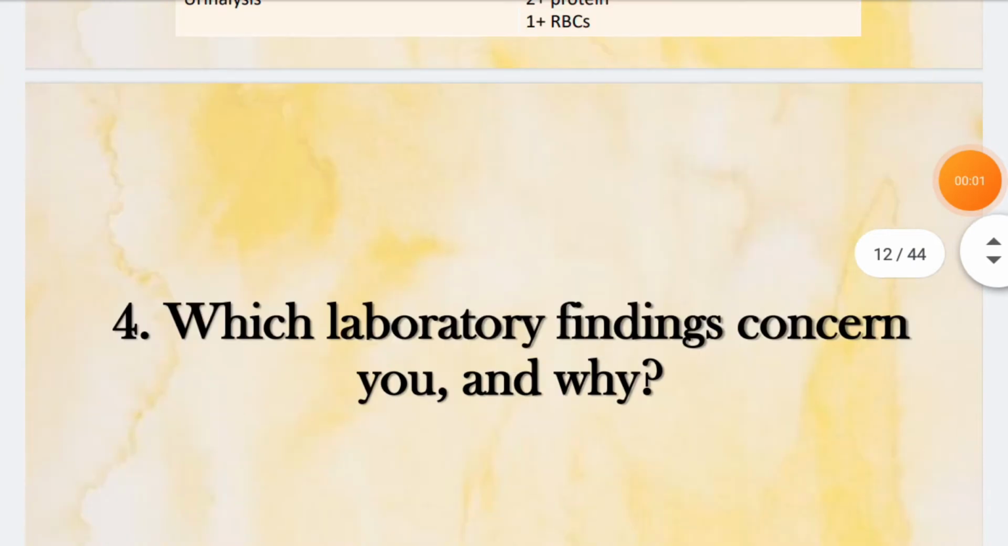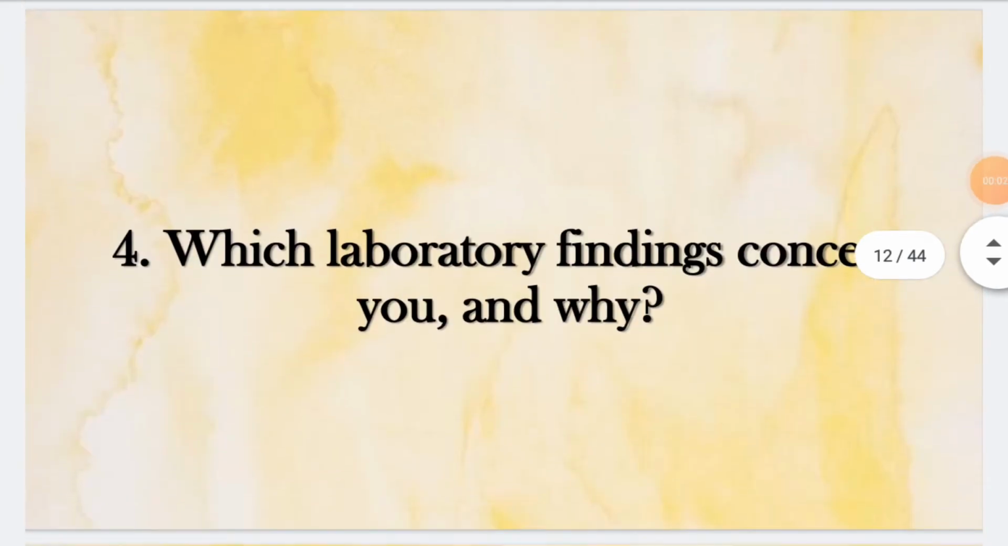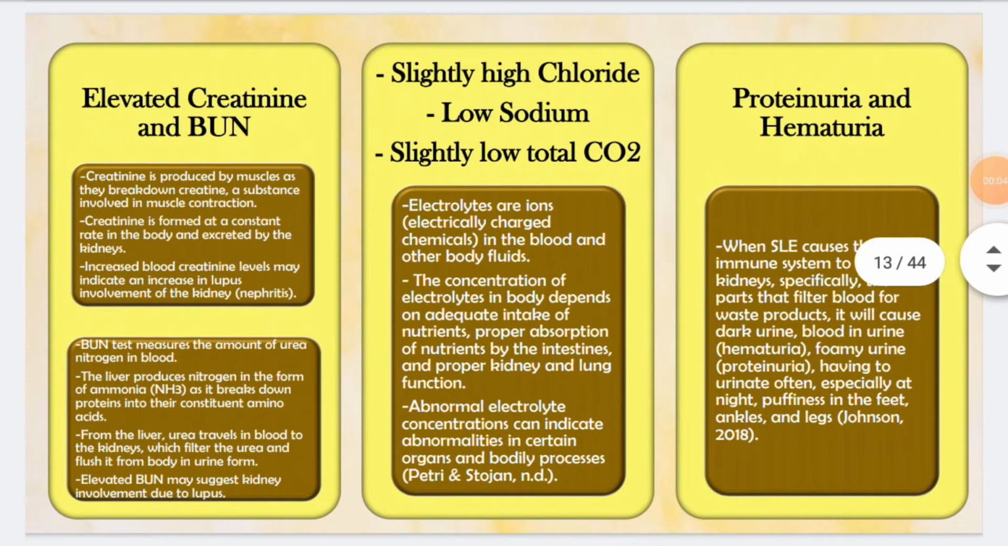Which laboratory findings are concerning and why? The laboratory findings of concern are the elevated creatinine and BUN. The elevated creatinine indicates that the SLE has affected the kidney, causing nephritis, while the elevated BUN may suggest that the kidney is involved in the development of SLE.